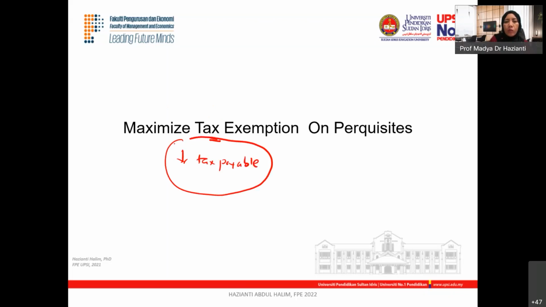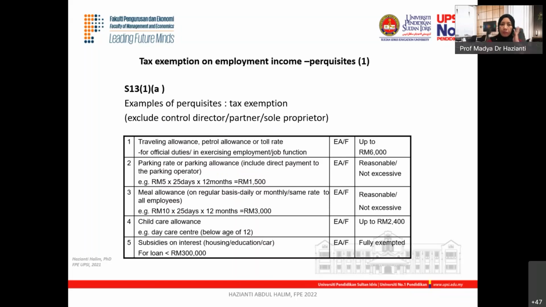We will find ways to reduce our tax payable, or in this case maximize tax exemption on perquisites, because here we are talking about employment income. So employment income macam tadilah, yang kalian dapat a lot of perquisites kan, macam-macam perks, macam-macam employer bagi, but we know all the benefits are mostly taxable. So how to maximize, contohnya, these tax exemptions. Let's say macam tadilah dapat travelling allowance, petrol allowance or toll rate, company bayar toll semua. So untuk official duties or buat employment or job function, exemption up to 6,000. So dapat tolak, kurangkan or maximize the exemption or kurangkan the tax payable.